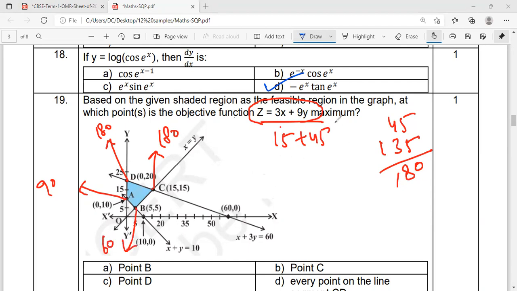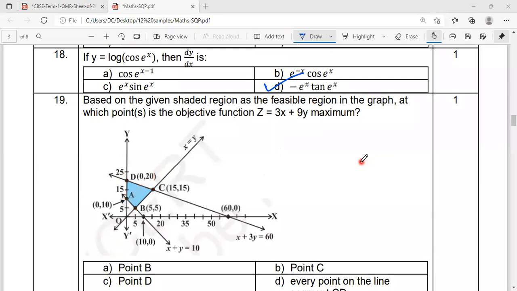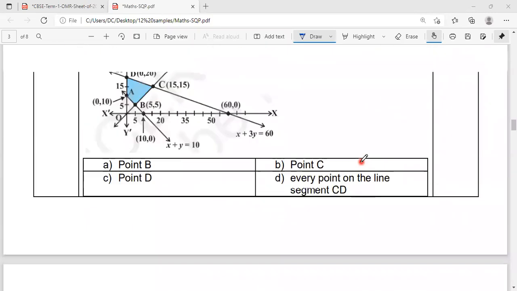Now we are looking for the maximum. Look, we are getting 2 points where it is maximum, at C and D. If it is maximum at these 2 points, it will be maximum everywhere between them, and we know there are infinitely many points between any 2 points. So there are infinitely many solutions. So what is the answer here? Let's see the options. It is maximum on every point on the line segment CD.